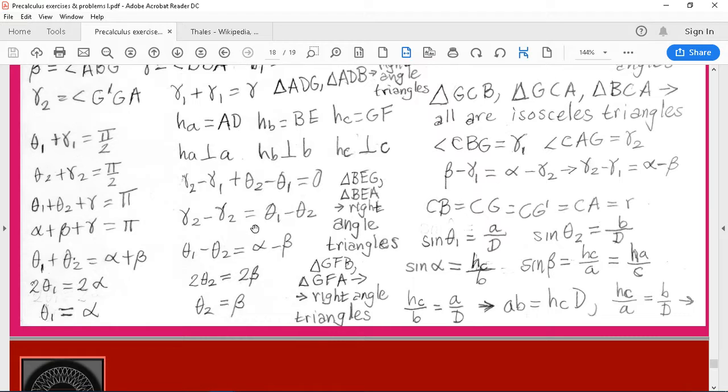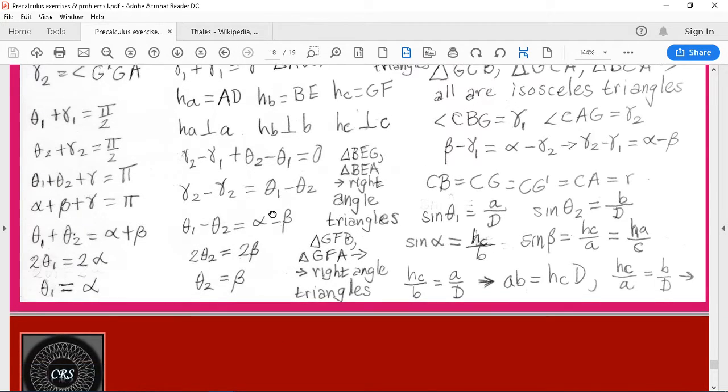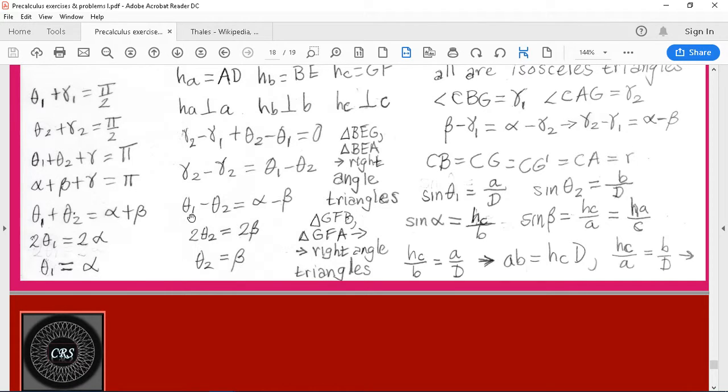So we have that theta 1 plus theta 2 equals alpha plus beta, and theta 1 minus theta 2 equals alpha minus beta. Okay, if we add the two, we have then that 2 theta 1 equals 2 alpha, and if we subtract the 2, we have that 2 theta 2 equals 2 beta. This means that theta 1 equals alpha and theta 2 equals beta.